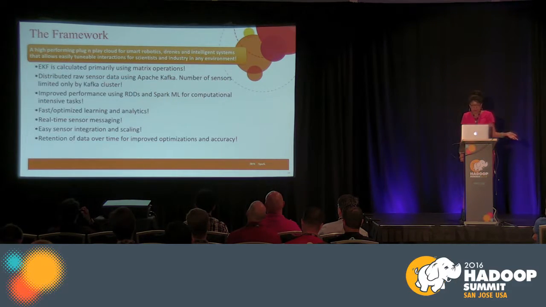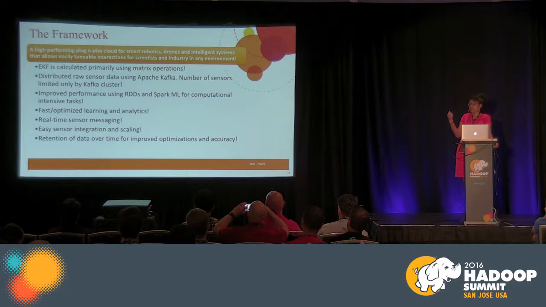So we have EKF, which is primarily calculated using matrix operations. We have our distributed raw sensor data on Apache Kafka. We have our RDDs and Spark ML for the computationally intensive part of it, and for storing all the data. Once it's generated, we can create an RDD and store that data. We're also using data frames in the Spark ML corner when we pull in the data from the online algorithm, process it, and then push it back out.